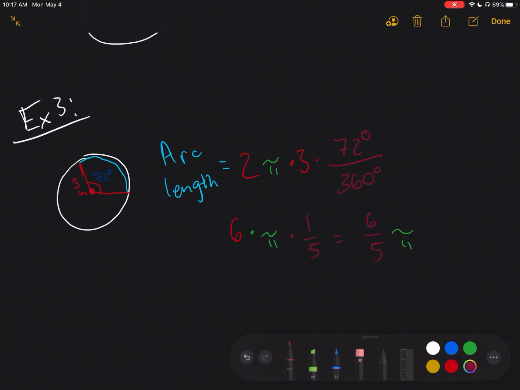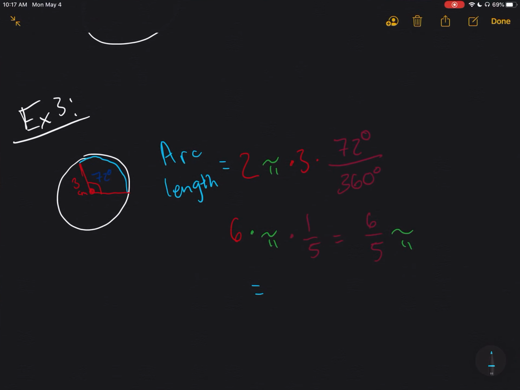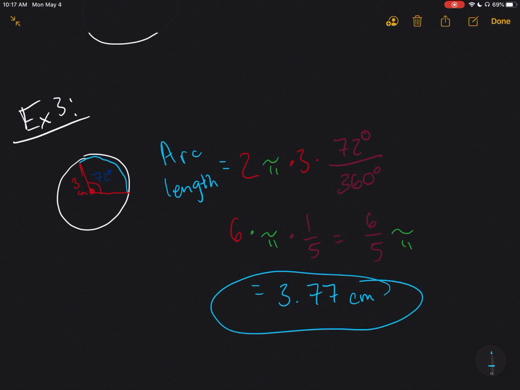Alternatively, if you were asked to give a decimal answer, which I would anticipate for arc length, but that may not always be the case, you would want to plug that in. So you would want to do 6/5 times pi, which is 3.77, which is exactly 1/5 of 18 point whatever, 6 times pi, right? And this was also in centimeters. So our arc length is 3.77 centimeters.